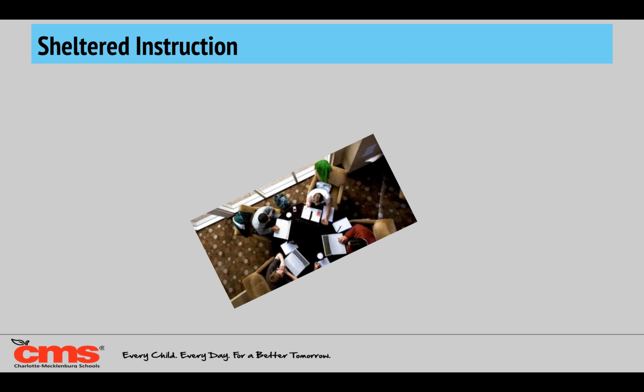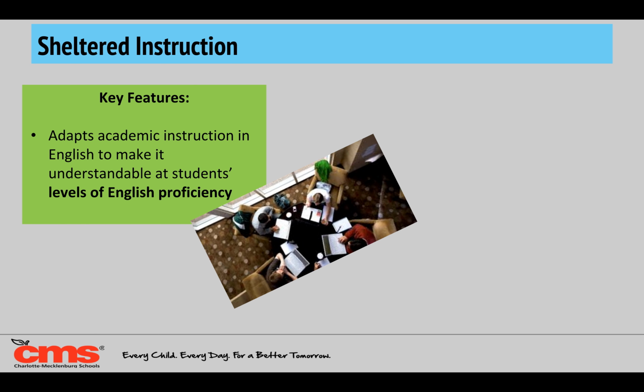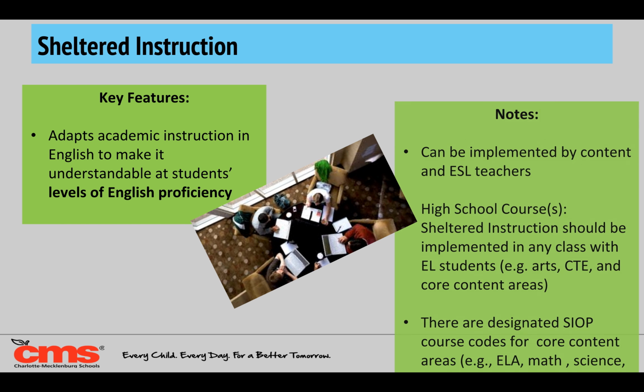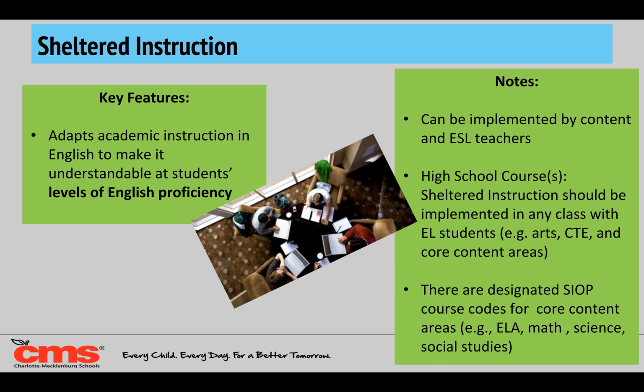So our next LIEP type is sheltered instruction. In sheltered instruction, the teacher adapts academic instruction in English to make it understandable at students' levels of English proficiency. And you can learn more about levels of English proficiency in some of our other modules. Some important things to note about sheltered instruction. It can be implemented by content and ESL teachers, and it should be implemented in any class with EL students. So that can mean arts, CTE, or content areas.